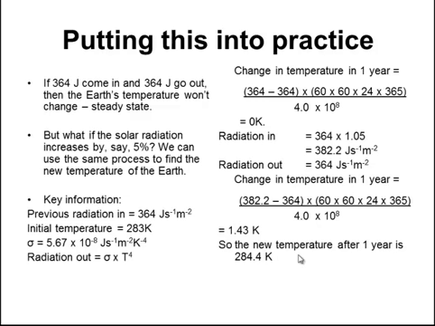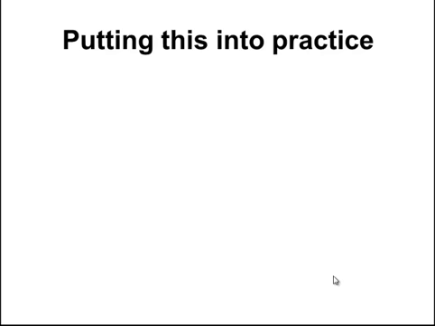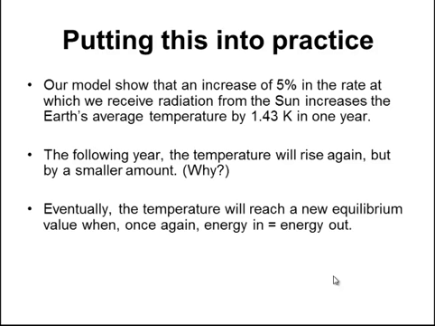So now our model is slightly more informed. We're not talking about a steady state, we're accepting that there can be some change. The interesting thing is, if I carry on through this process, and accept that the radiation from the Sun has just increased by 5% and leave that as a fixed value, we recognize that after 1 year, the average temperature increases by 1.43 Kelvin.